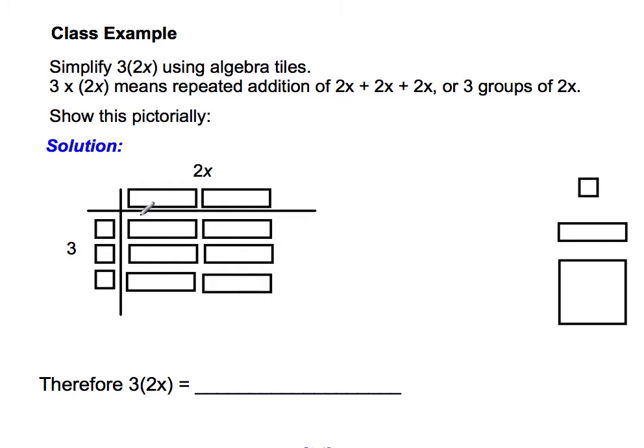Okay? Now, like I said, the area is your product. So this right here is your product. How many do I have? I have 1, 2, 3, 4, 5, and 6. So I have 6 X tiles, so 6X.